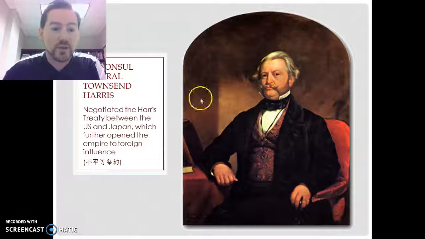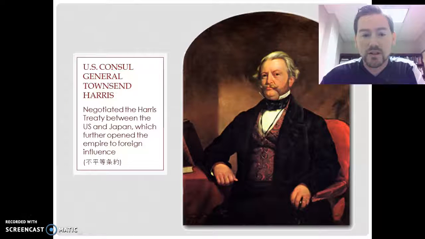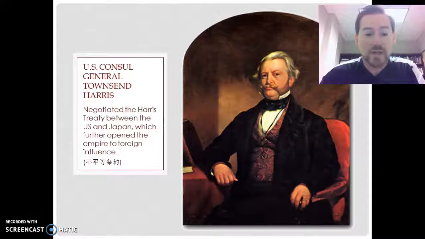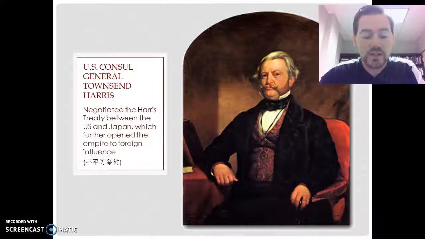The United States does force the Japanese to trade with them, and so this is a picture of U.S. Consul General Townsend Harris, whom the Harris Treaty is often named after. He negotiates this treaty. It further opens up relations between the U.S. and Japan. So when Perry comes by 1854, the U.S. forced the Japanese to enter into trade relations, and that treaty, Kanagawa, we don't really focus on, but that's one of the first of the unequal treaties.